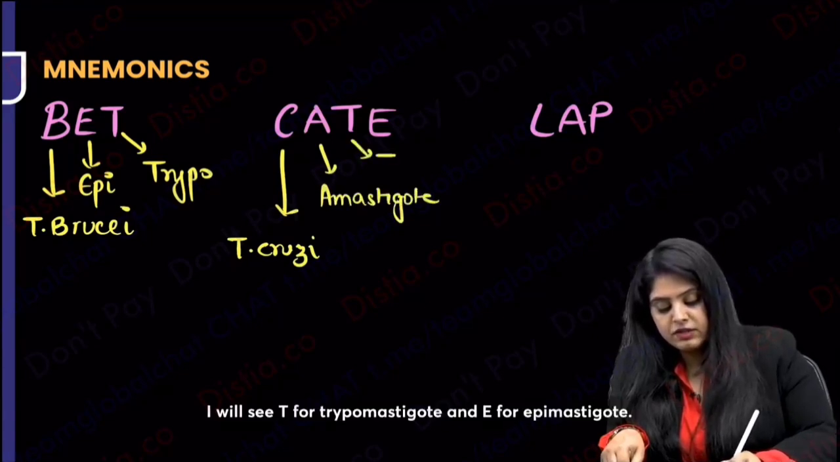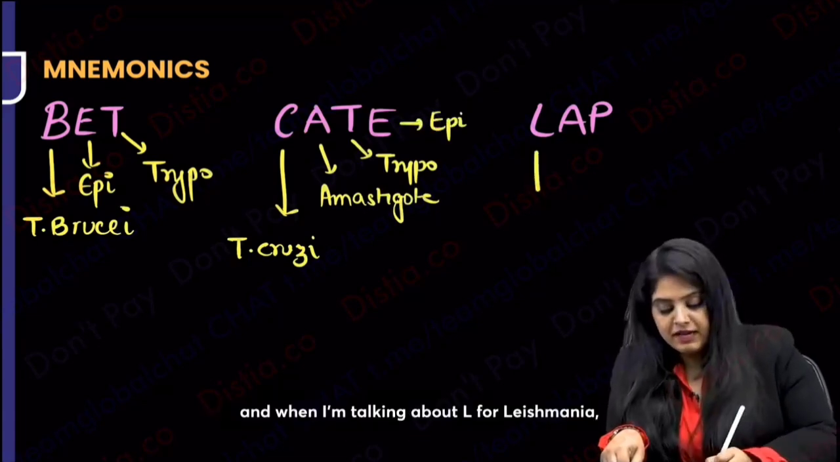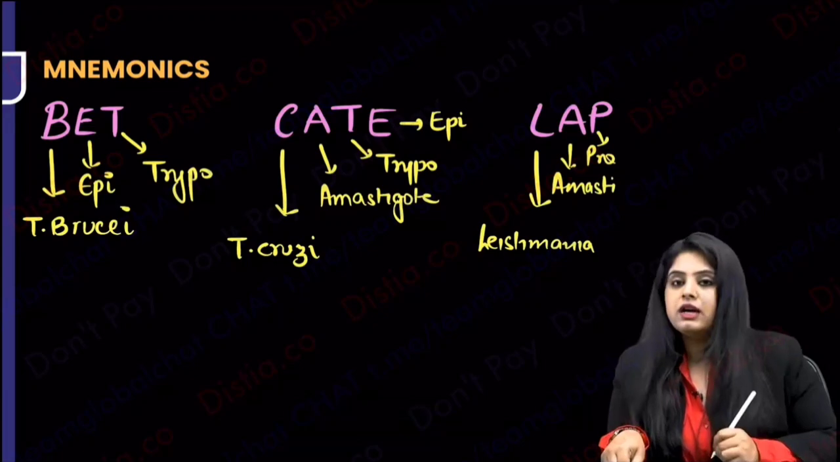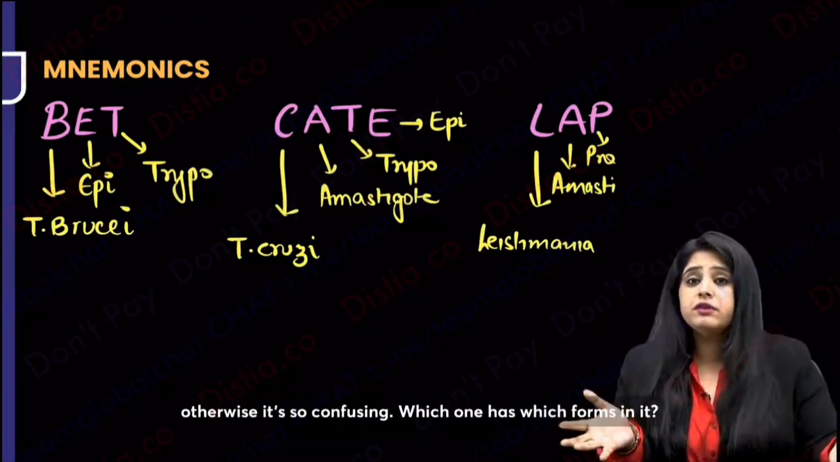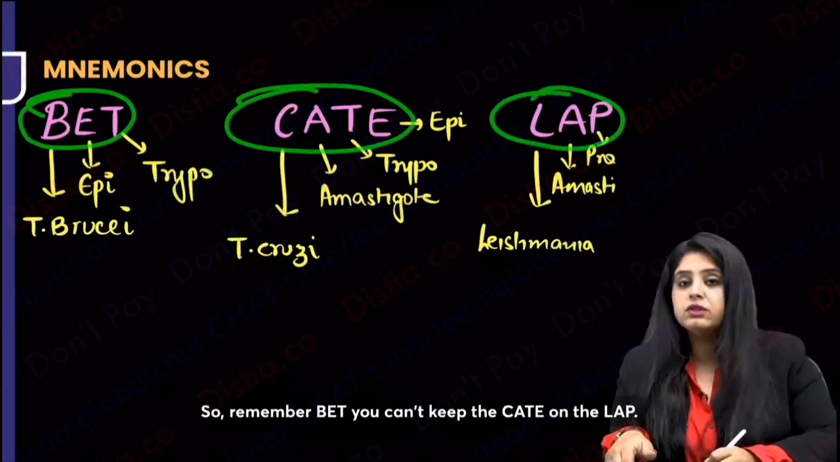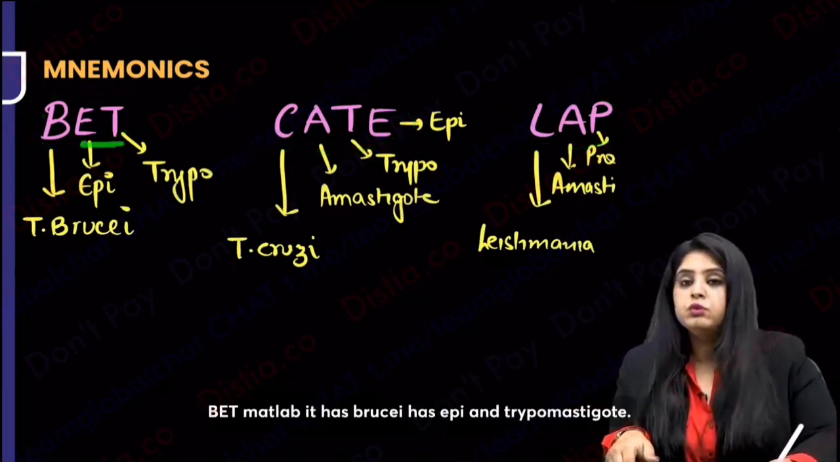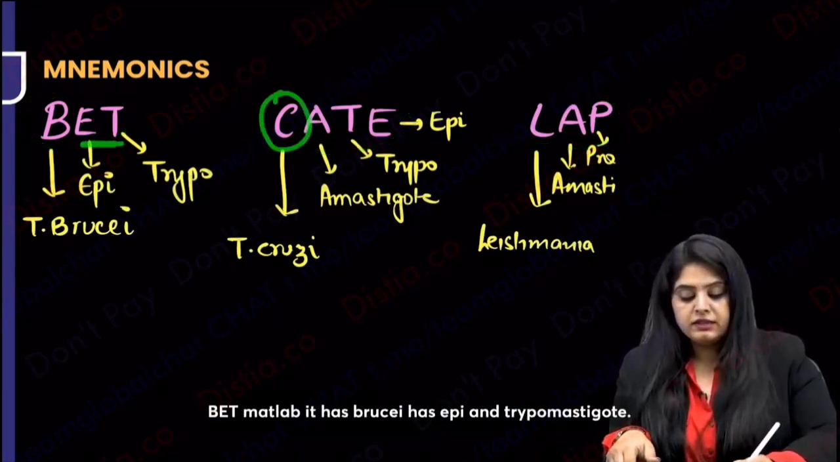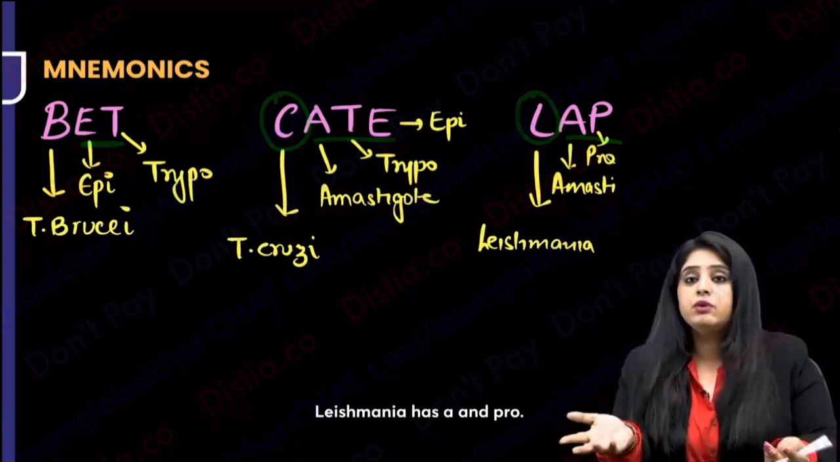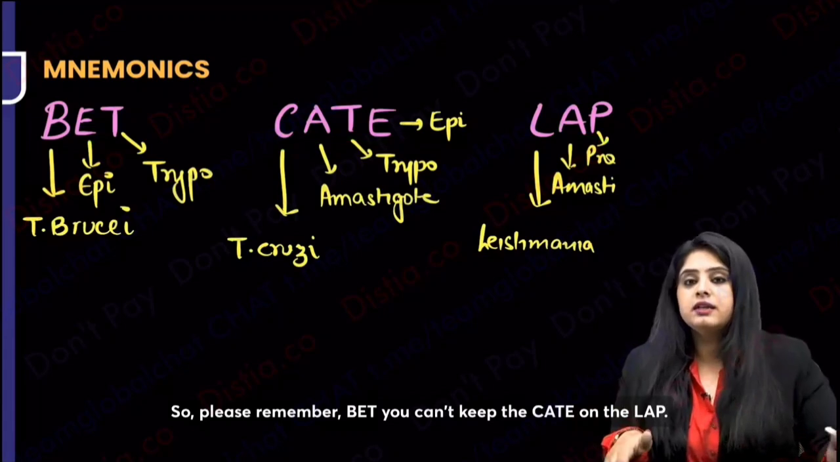When I'm talking about T cruzi, C for cruzi in cat, I will see amastigot, T for trypomastigot and E for epimastigot. And when I'm talking about L for Leishmania, in Leishmania I'm going to talk about amastigot and promastigot. How simple. If you don't learn it, it's so confusing which one has which forms. So remember, bet you can't keep the cat on the lap. Bet means brucei has epi and trypomastigot. Cruzi has amastigot, trypomastigot, epimastigot. Leishmania has A and pro. So please remember, bet you can't keep the cat on the lap.